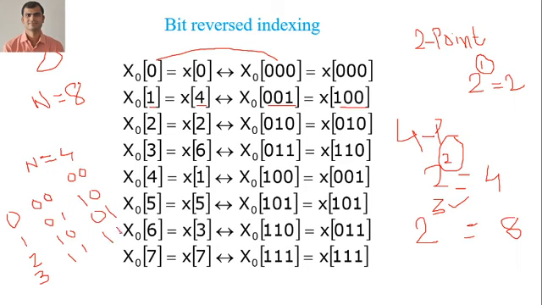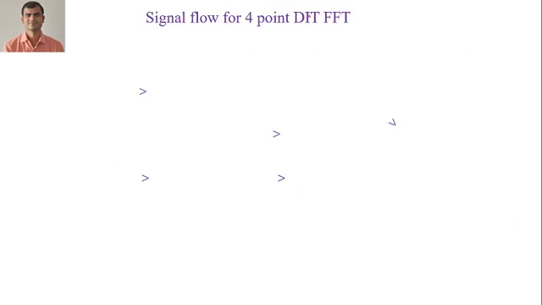So what are the values? 0 becomes 0, the bit reverse value of 1 changes to 2, the bit reverse value of 2 changes to 1, and 3 remains the same. So this is the bit reverse order for capital N equal to 4. For 2 point it will remain the same, 0 becomes 0 and 1 becomes 1, because to represent 2 point DFT we require only 1 bit. So this is about the bit reverse index.